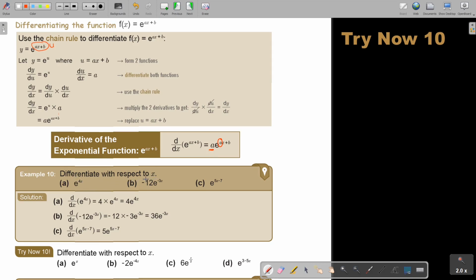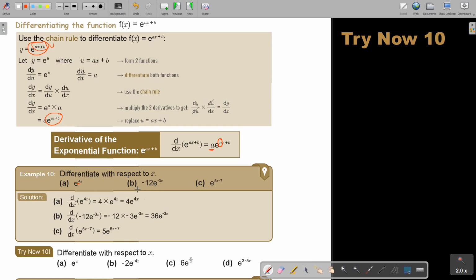Differentiate with respect to x. So if I differentiate, this is just a 4, so what is the value in front of x in the exponent? 4. So it's 4, and I just rewrite. Did you see? This is exactly the same as it stood there. So I just rewrite that function, and that's the answer.